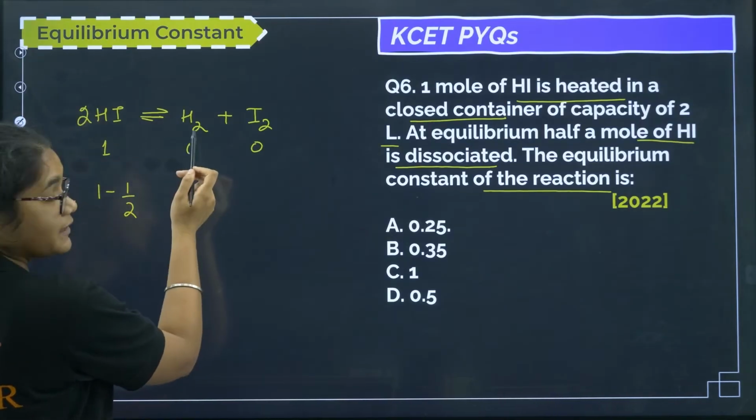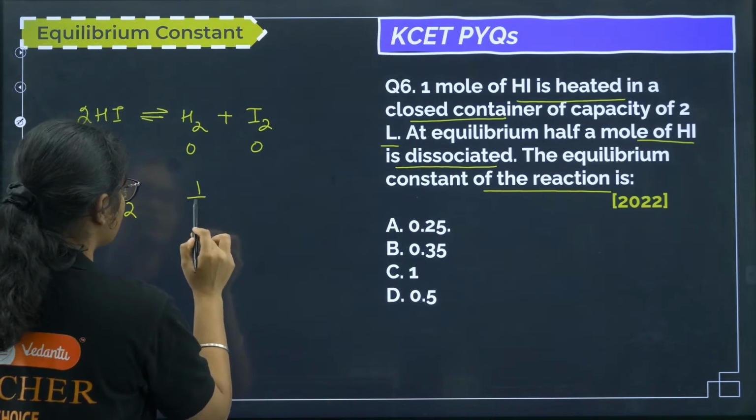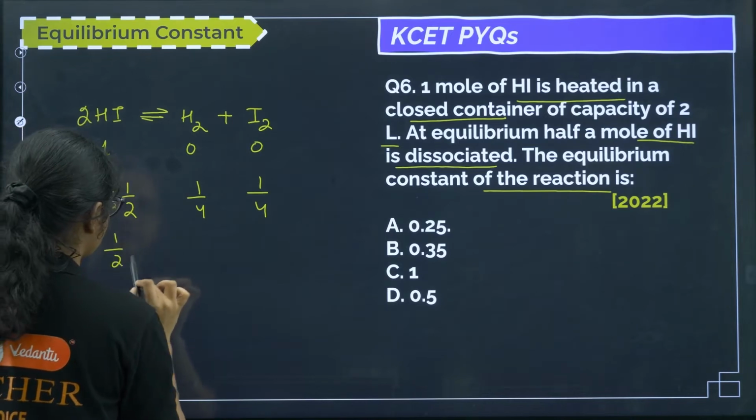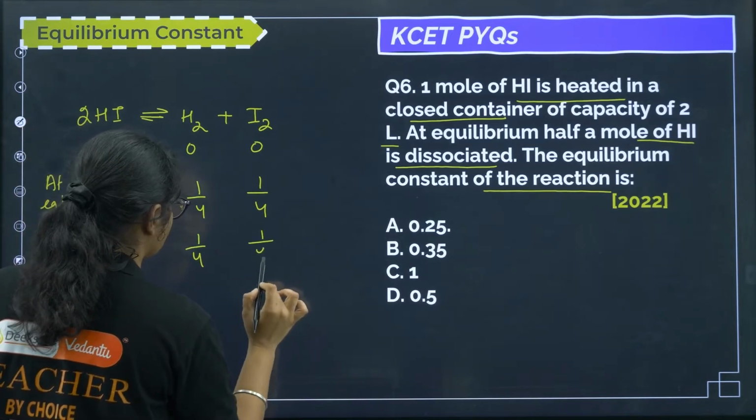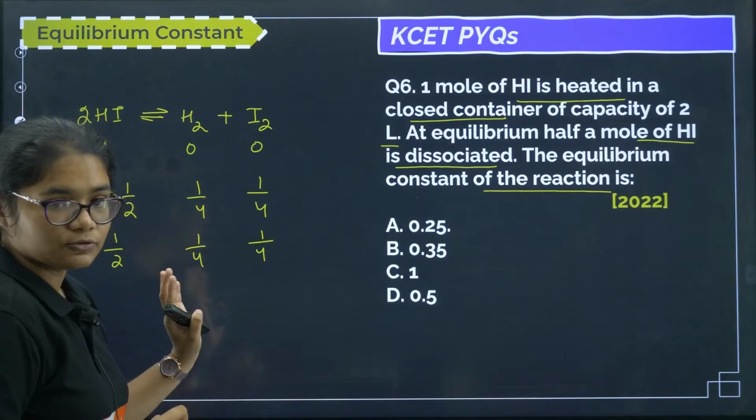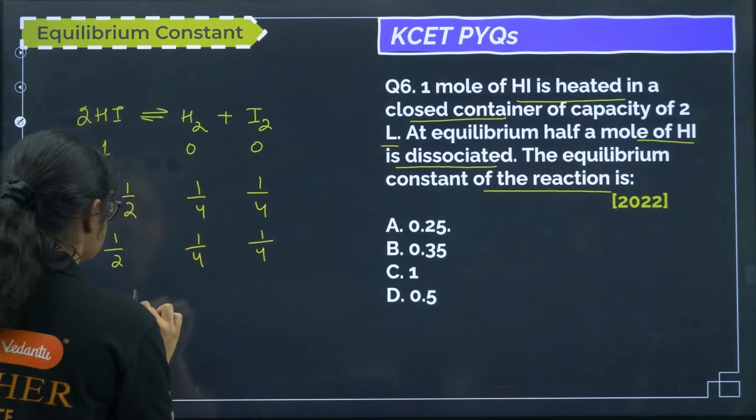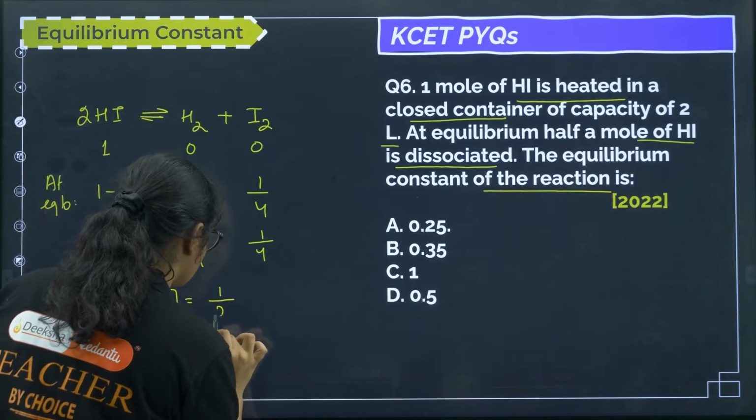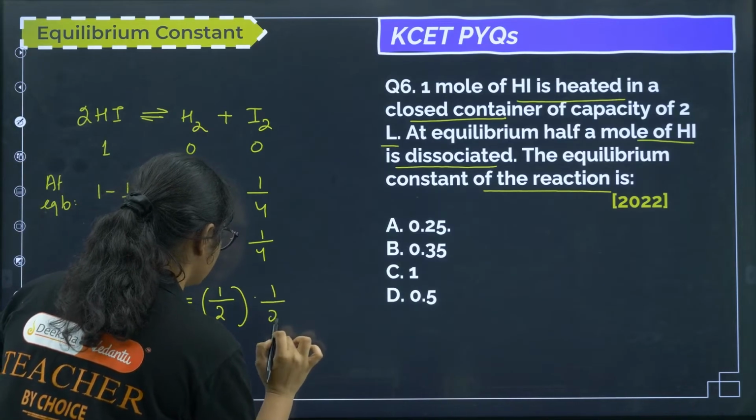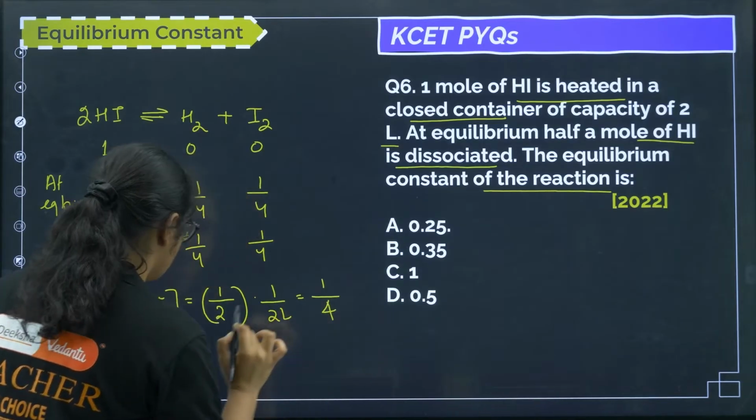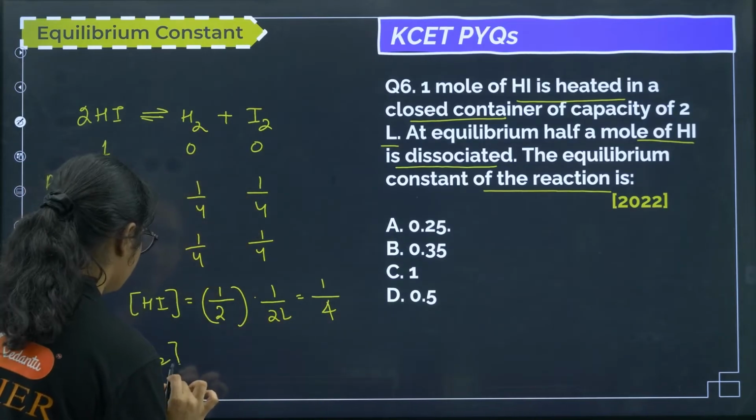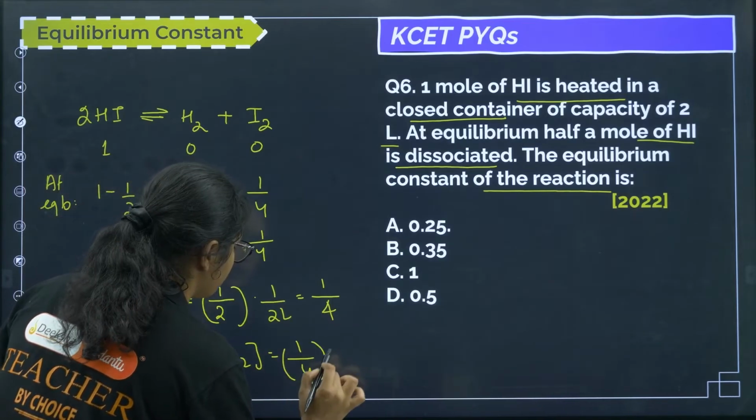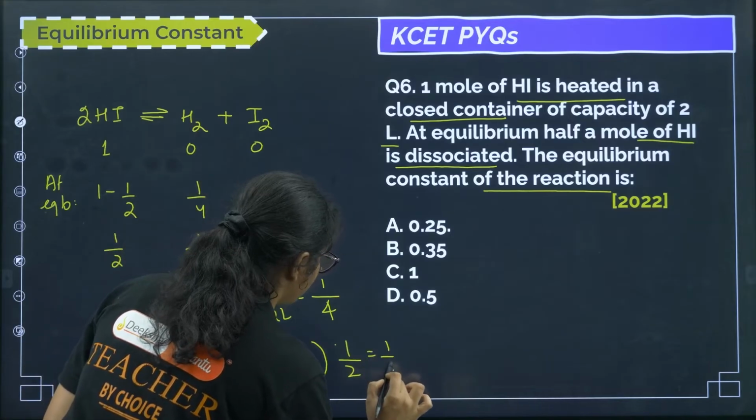Now see, 2 moles of HI give you 1 mole. Half mole will give you 1/4, and this one will also be 1/4. So at equilibrium we are left with 1 by 2 for HI, 1 by 4 for H2, and 1 by 4 for I2. Now these are the number of moles, but we need to calculate the concentration. So what is the concentration of HI? Number of moles by volume. Number of moles is 1 by 2 and volume is 2 liters, so I'll get 1 by 4. Similarly, concentration of H2 is equal to concentration of I2, which is 1 by 4 divided by 2, I'll get 1 by 8.